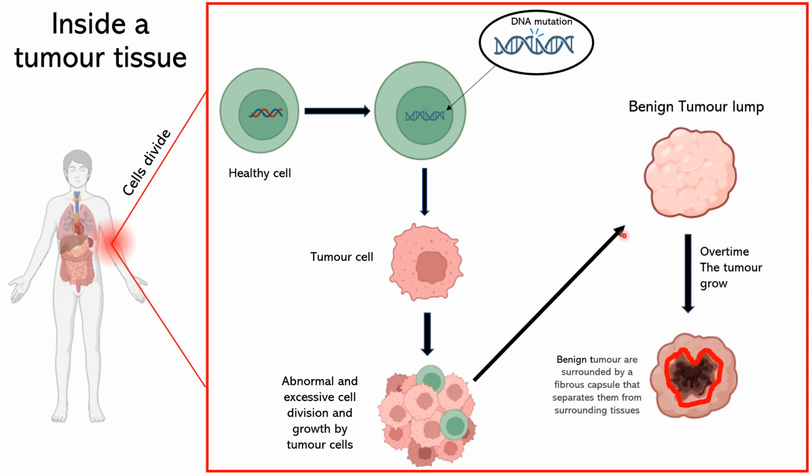This amount of cells will eventually form a lump, which we call a benign tumor. Within that lump, we would have healthy cells with tumor cells, but as we said, the tumor cells will be far higher in number, and over time the body will start forming a fibrous capsule that encapsulates the whole tumor cells within that area. This will make the tumor very restricted, and in that case the tumor is easier to treat.